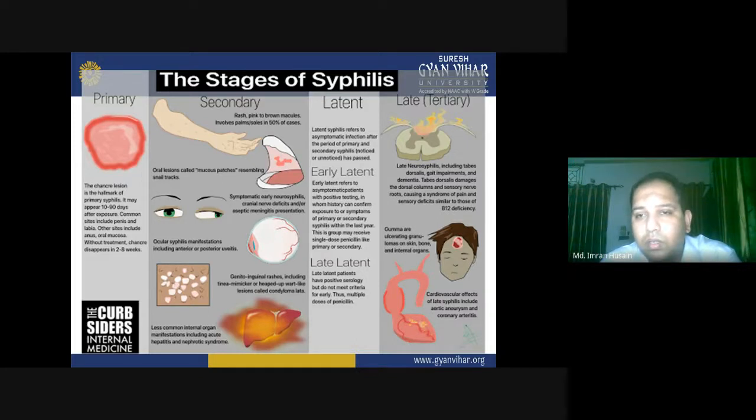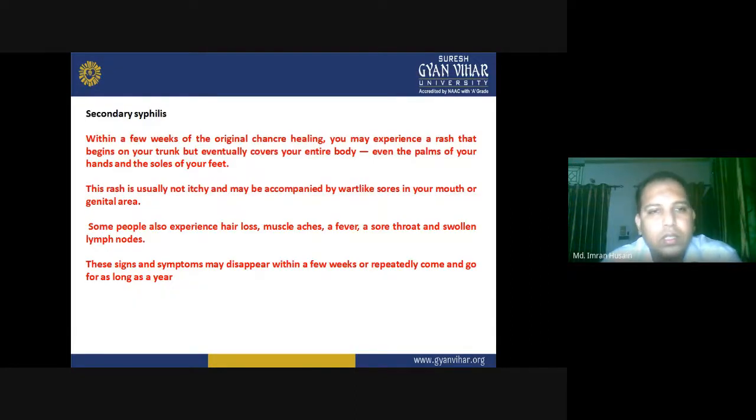Neurosyphilis, including tabes and gait impairments and dementia. Tabes dorsalis damages the dorsal column and sensory nerve roots, causing a syndrome of pain and sensory defects similar to those of B12 deficiency. So, in the later period, it does cause some internal damage to the organs. Secondary syphilis.